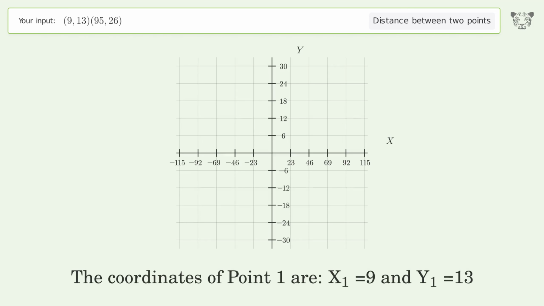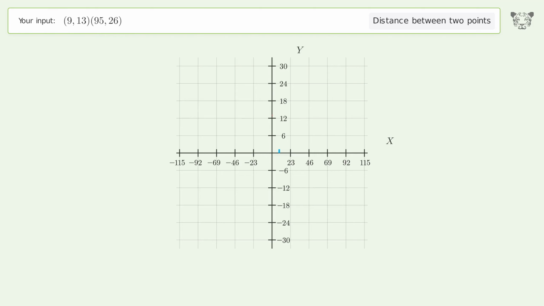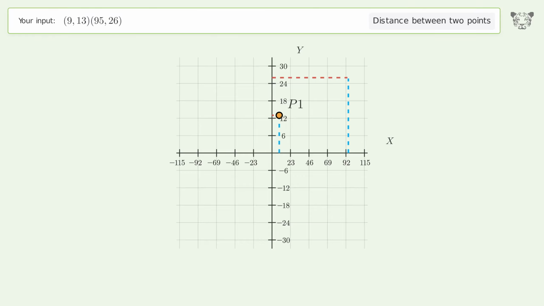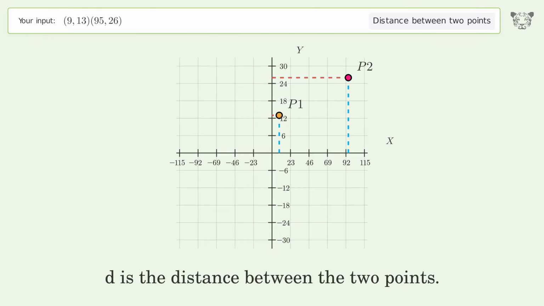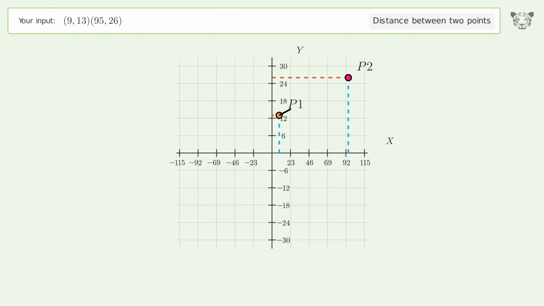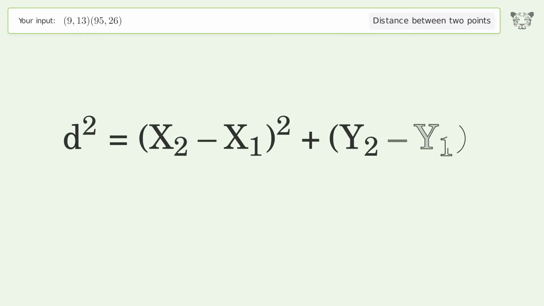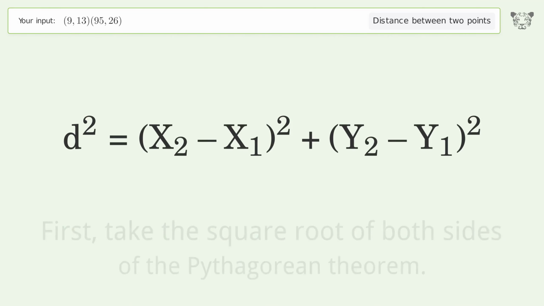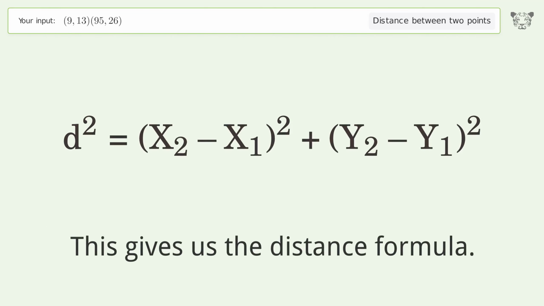The coordinates of point 1 are x1 equals 9 and y1 equals 13. The coordinates of point 2 are x2 equals 95 and y2 equals 26. D is the distance between the 2 points. First, take the square root of both sides of the Pythagorean theorem. This gives us the distance formula.